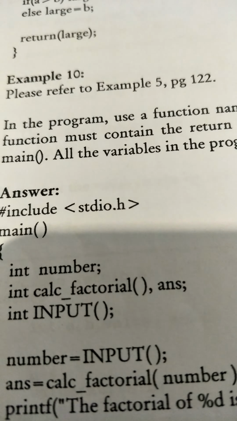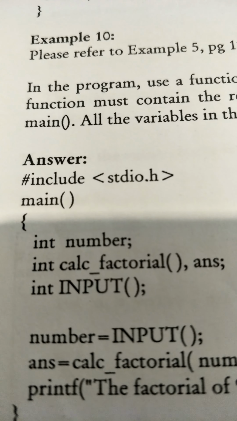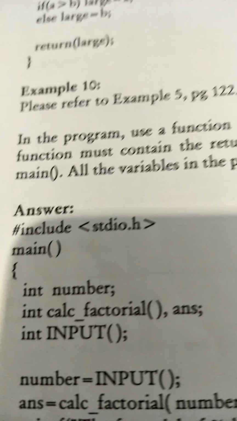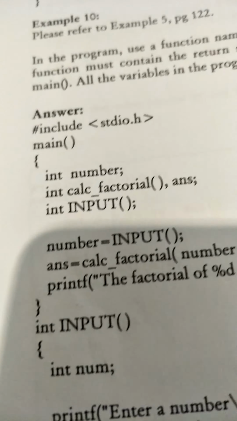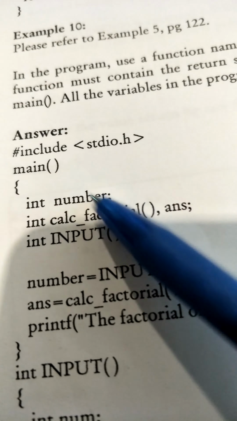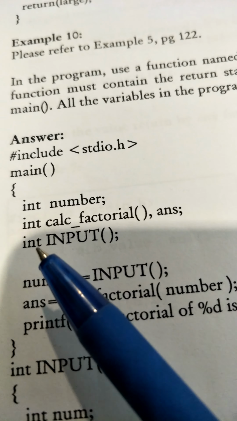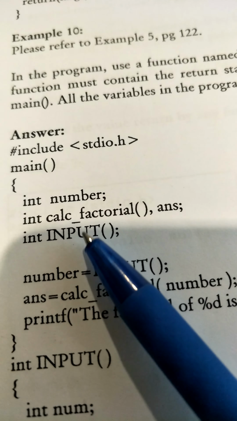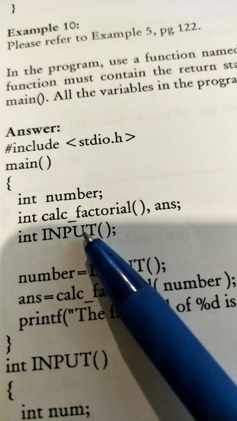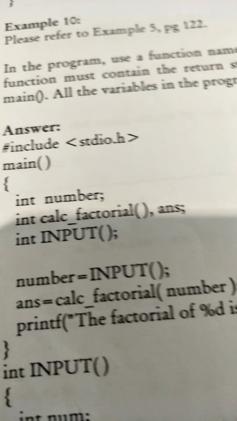Now we have another example, example 10, where we have two functions. Looking at this example, our function names are cult factorial and input. So we have two functions, cult factorial and input. What is the difference? Input means we just input the data. Cult factorial means we calculate the factorial. We do the process.